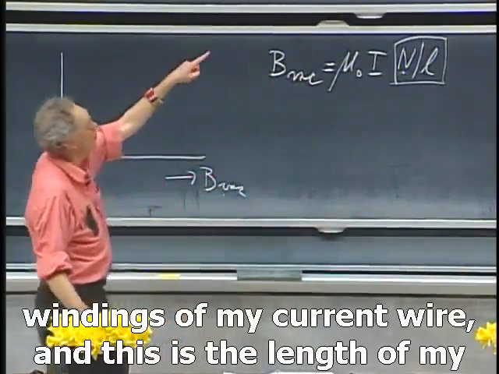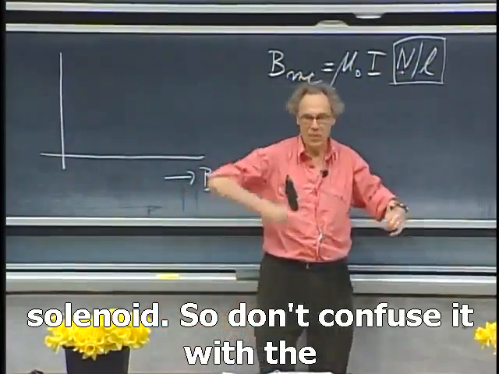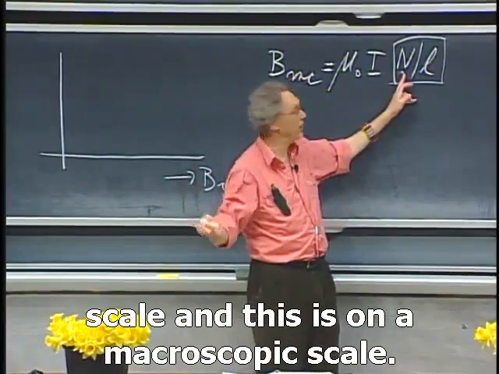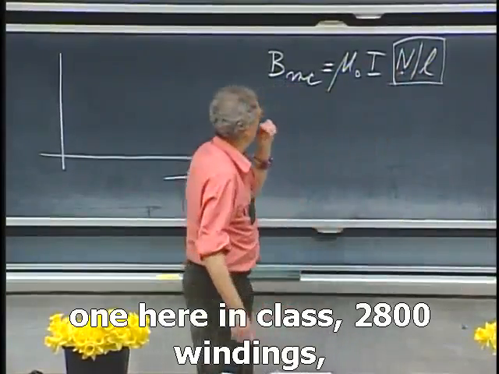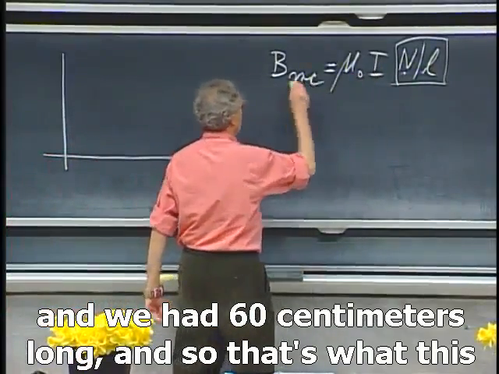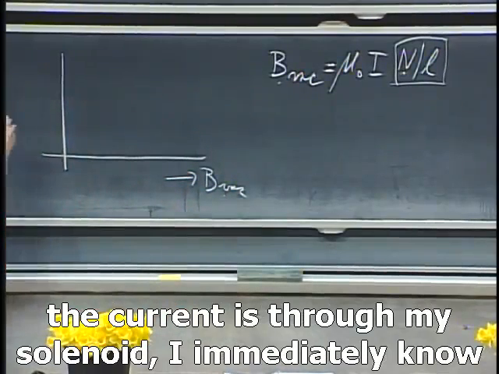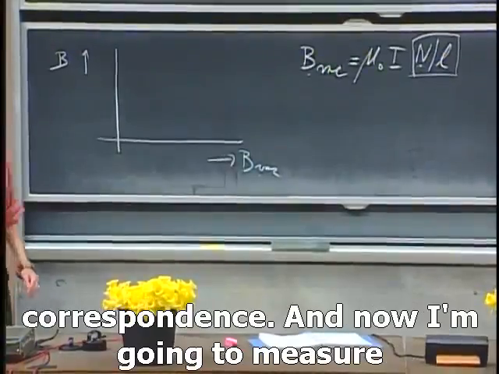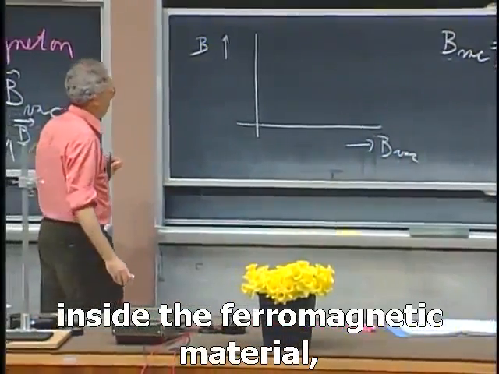So don't confuse it with the one we had there, because that was on an atomic scale, and this is on a microscopic scale. How many windings you have could be, we had a big one here in class, 2,800 windings, and we had 60 centimeters long, and so that's what this number is all about. So the moment that I know what the current is through my solenoid, I immediately know what my vacuum field is, one-to-one correspondence. And now I'm going to measure inside the ferromagnetic material, which I stick in the solenoid, I'm going to measure there the magnetic field.